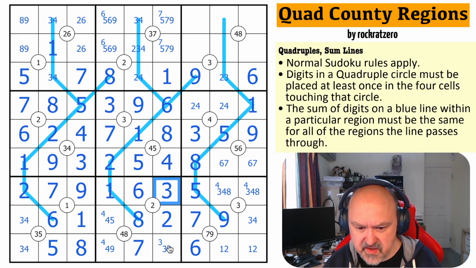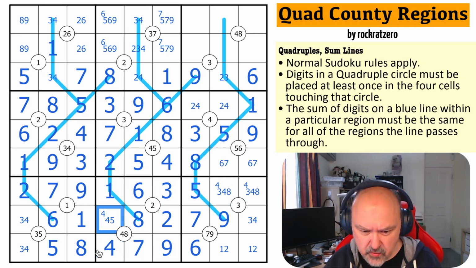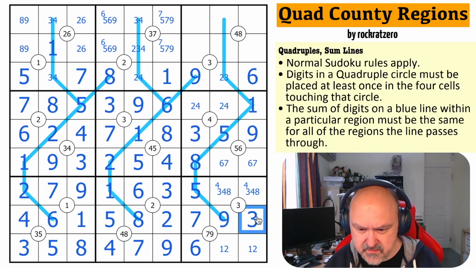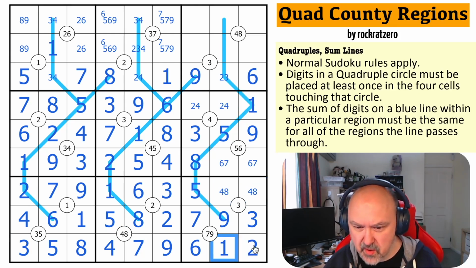5 makes this 3, which makes this 9, which makes this 4, which makes this 5, which makes this 3, which makes this 4. This becomes 3. There's no 3 in here for various reasons. The 1 here looks down, making that 2 and that 1.